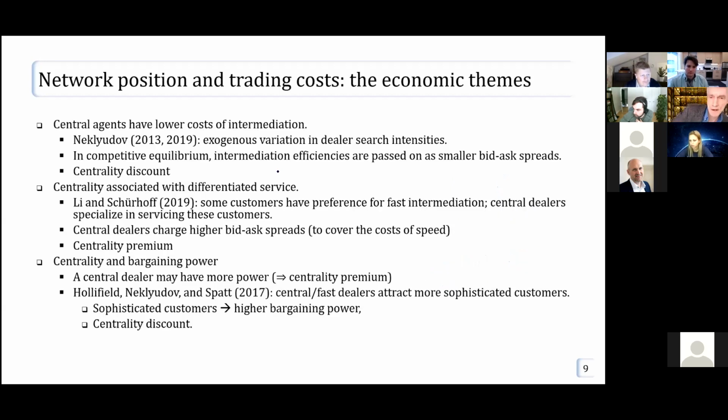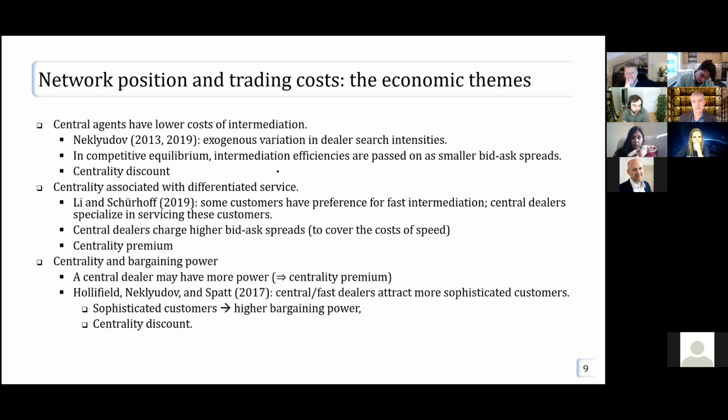Now, relating trading costs and centrality, we encounter several themes in the literature. So certainly one is central agents will have lower costs of intermediation. Others, Nekhlyadov and others, have made this point. And the idea is if you're connected to many different other nodes, then you have a larger range of counterparties to intermediate to or lay off positions against.